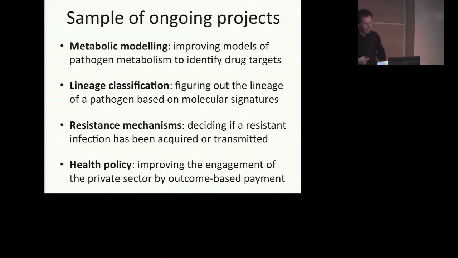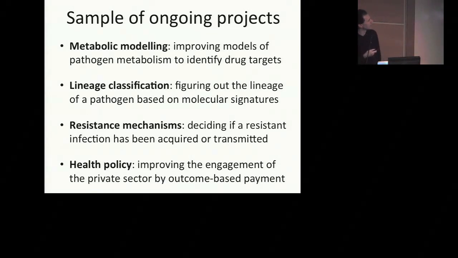There's also some work on lineage classification that I'm doing, so figuring out where the pathogen comes from based on its molecular signature. So again, looking at these copy numbers and trying to figure out, okay, is this a Beijing strain? Is this a strain from the Mediterranean? Is this a strain from North America, and so on? And that's actually a pretty interesting project that involves a lot of machine learning and other cool techniques.